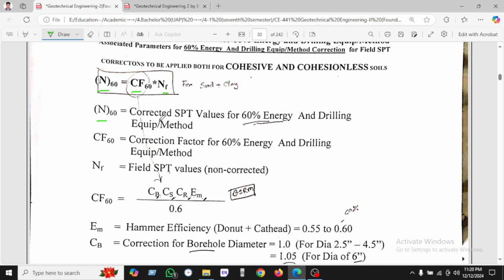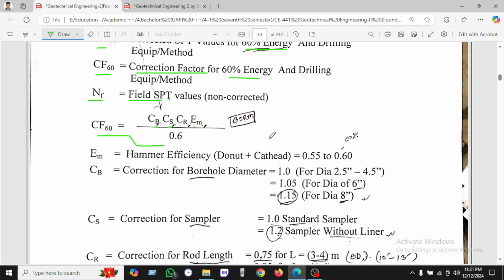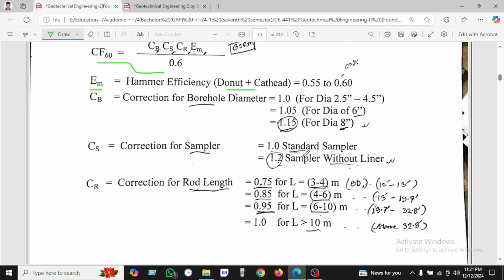N60 is the corrected SPT value for 60% energy and drilling equipment method. CF60 is the correction factor for 60% energy. NF is the field SPT value, and this is our main formula. We will remind ourselves of this 0.60, and EM is the hammer efficiency, which is 0.52 and 60. CB is the correction for borehole diameter.